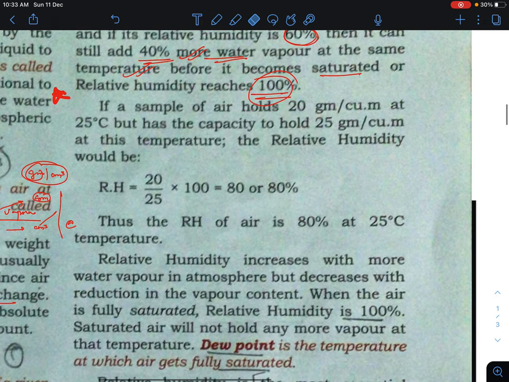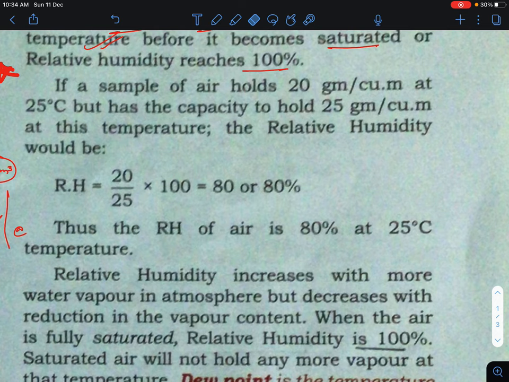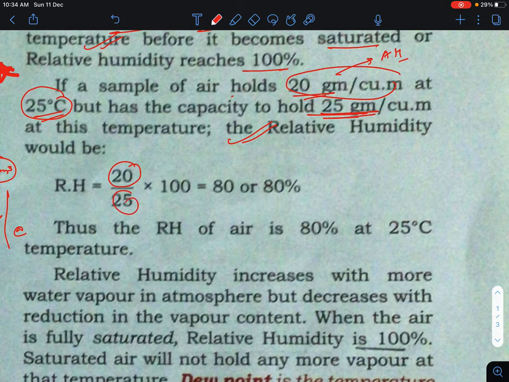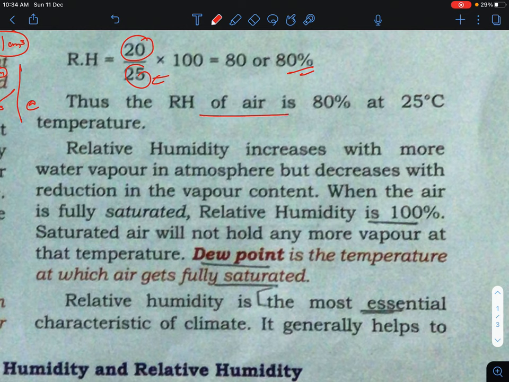One more example: if a sample of air holds 20 gram per centimeter cube at 25 degrees Celsius, but the capacity to hold is 25 gram per centimeter cube, then this is the absolute humidity. At 25 degrees Celsius it holds 20 grams, but the maximum holding capacity is up to 25 grams. So the relative humidity is 20 divided by 25 into 100, which is 80%. The relative humidity of air is about 80% at 25 degrees Celsius.